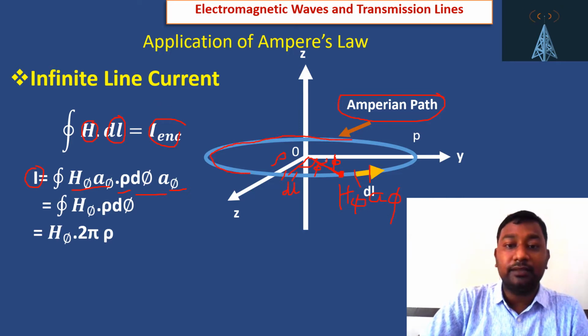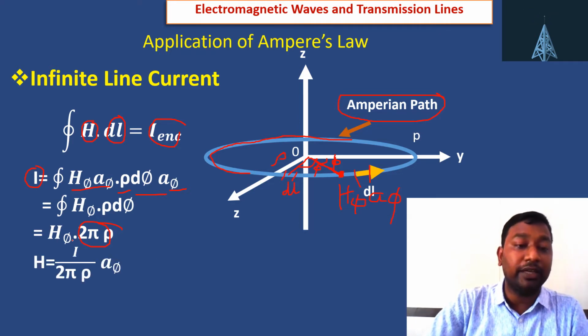So overall this path length is 2 pi. For a circle of radius r, we know the total length is 2 pi r. Similarly, this will become 2 pi rho.